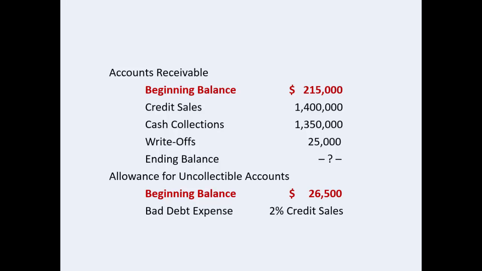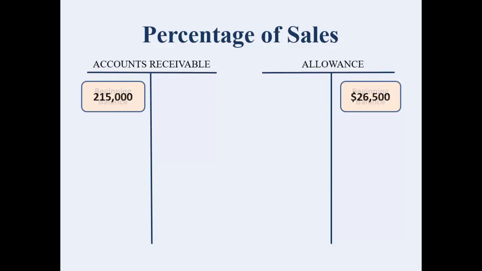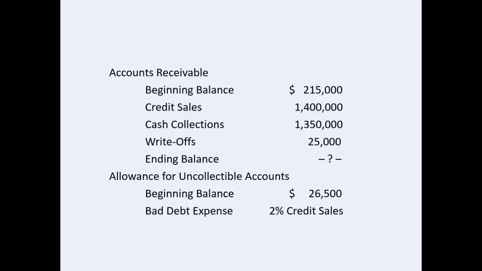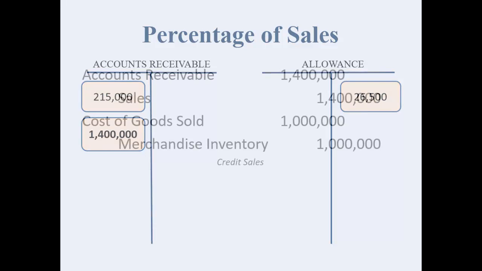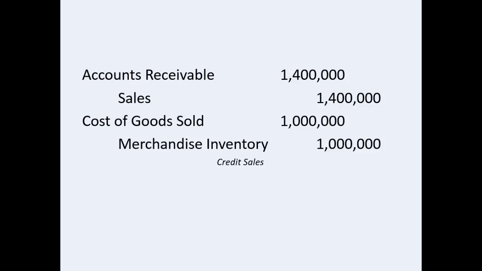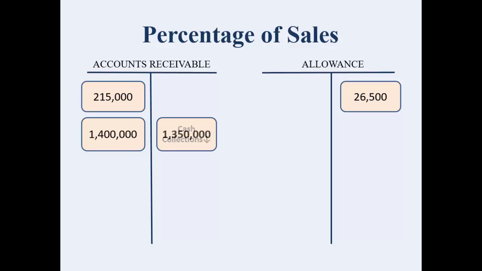So here's where you begin. Plug your beginning numbers into your T accounts. Next, look at your credit sales. Where would this go? It would increase accounts receivable. Accounts receivable, sales, cost of goods sold, merchandise inventory. Cash collections are given. This will decrease your accounts receivable.